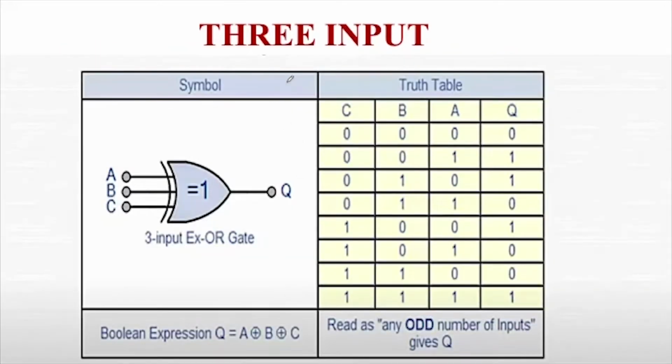What happens when we have three inputs? When we have three inputs, we should only focus on the odd number of true inputs, because that gives us a true output. If we have an even number of true inputs, the output will be false. Here in the last row we have three true inputs. That means it's an odd number, so the output will be 1.